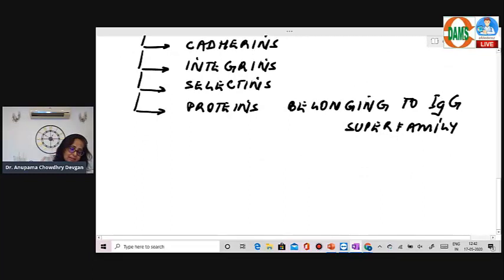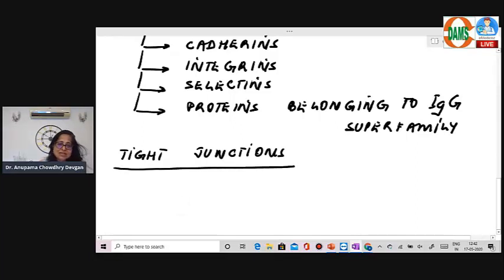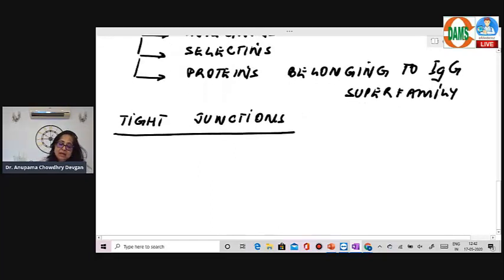Now there are two important junctions which I'm going to do with you over here. The first one is what are known as the tight junctions. Yes, I told you most cell membranes are mostly proteins, but in neurons lipids are more.